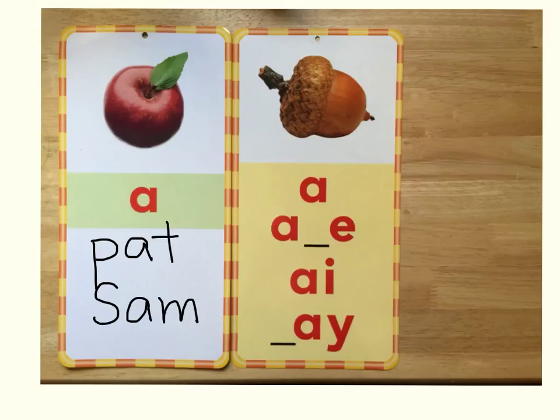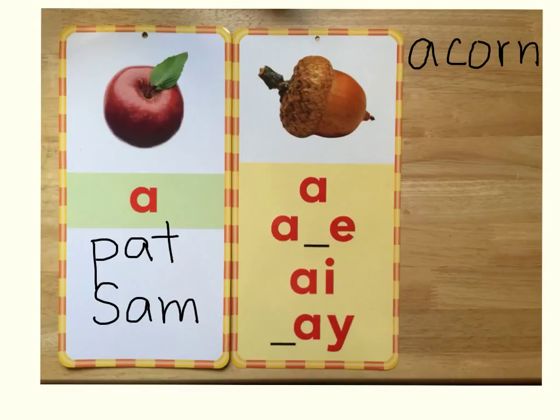On the other hand, though, A also says A, like in the word acorn, acorn. One of the most important long vowel rules is when you see this bossy silent E after a vowel. In this case, we call it A space E or bossy E or silent E.